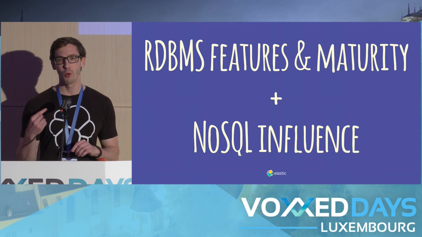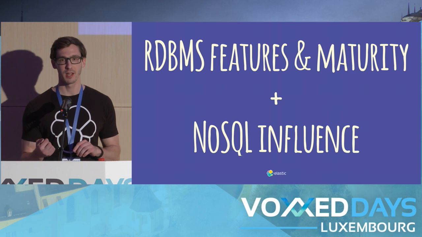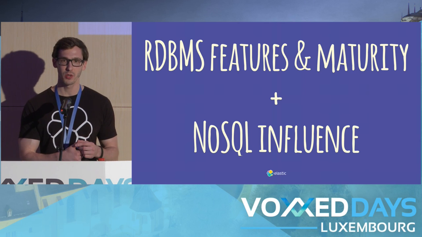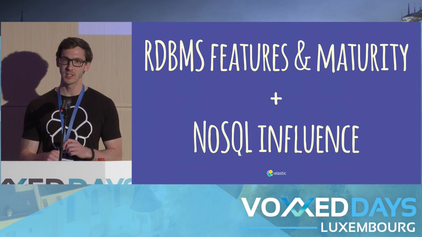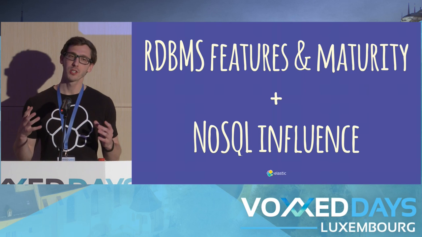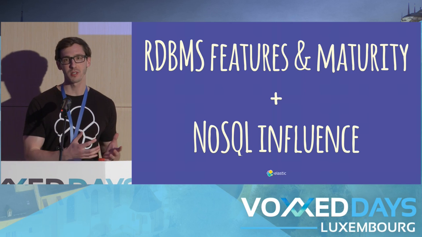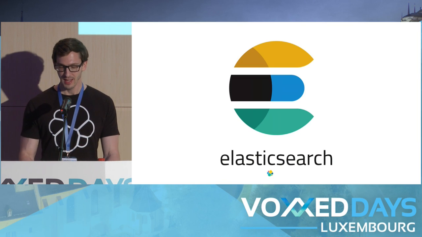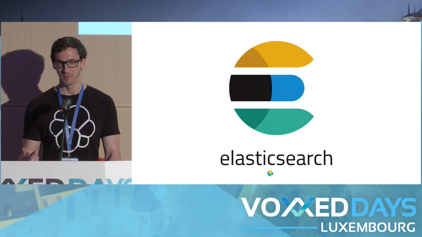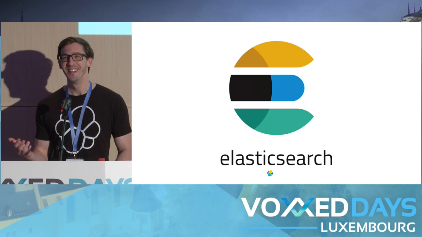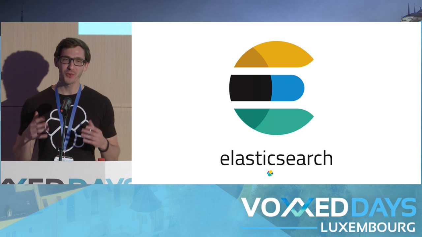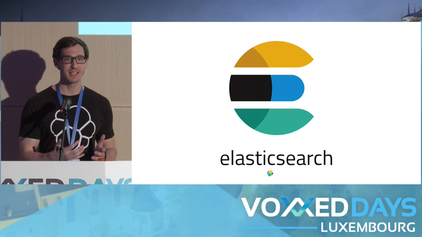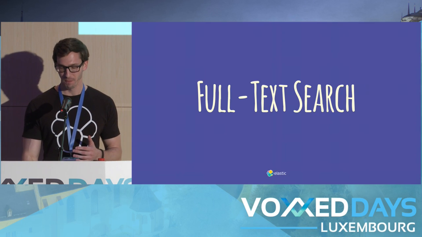Plus, you have more and more the NoSQL influence, like Postgres has its JSONB where you can store and query JSON efficiently. So as long as your stuff fits into a single box, relational databases can still be a very good option. And then there is Elasticsearch, our product, which is not really a database in the classical sense, but it's more for full-text search.